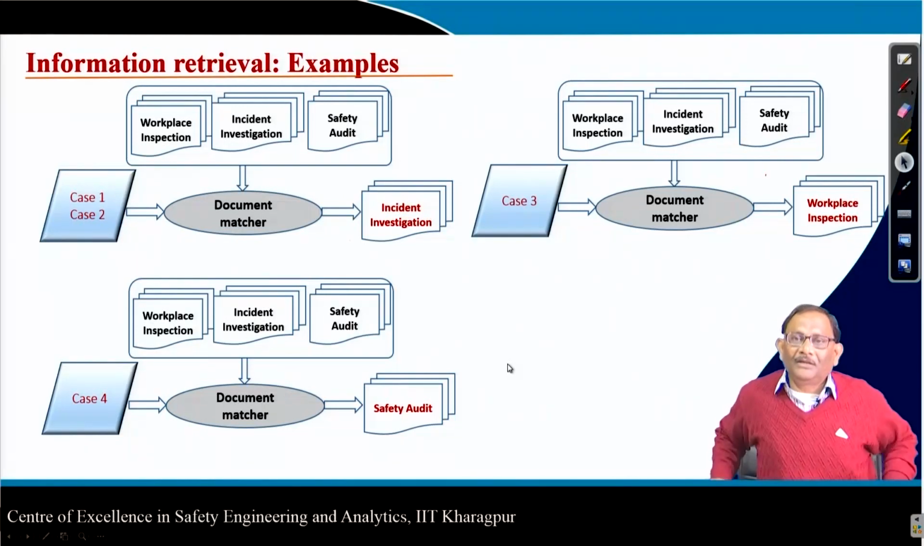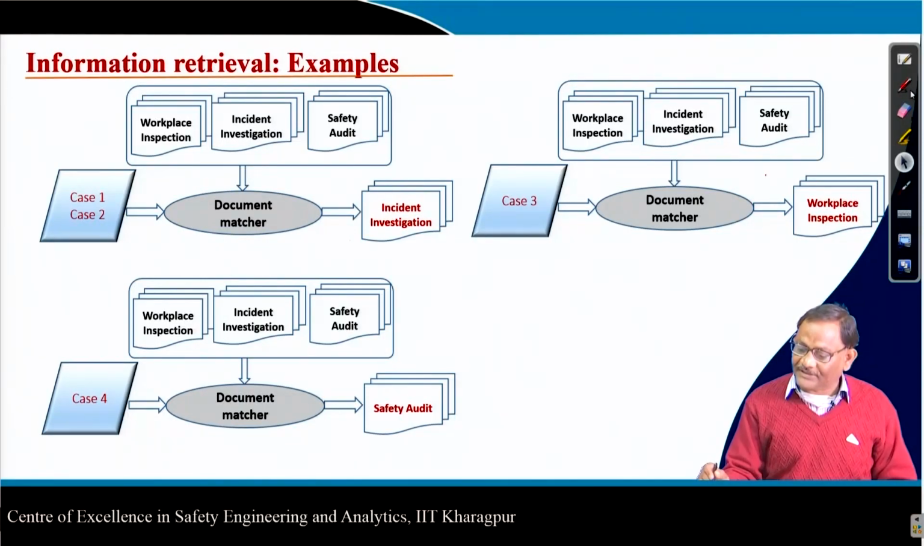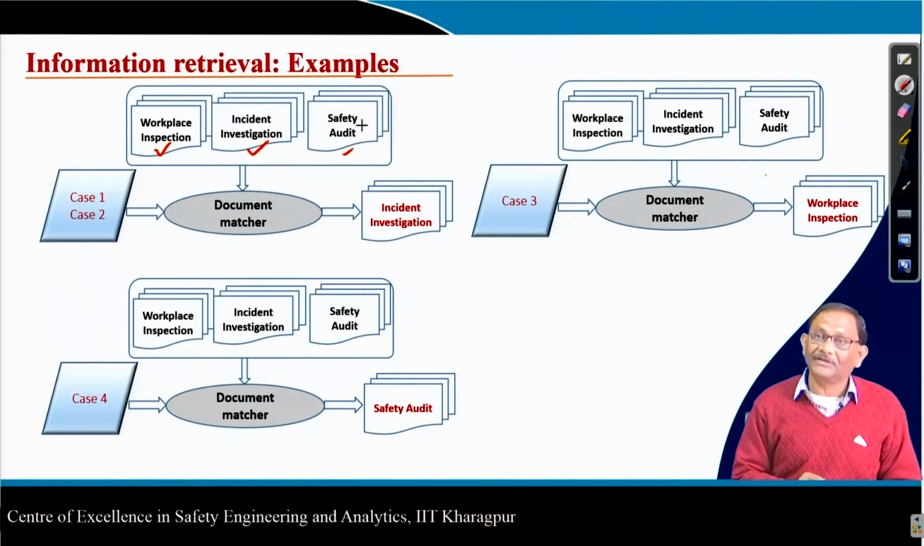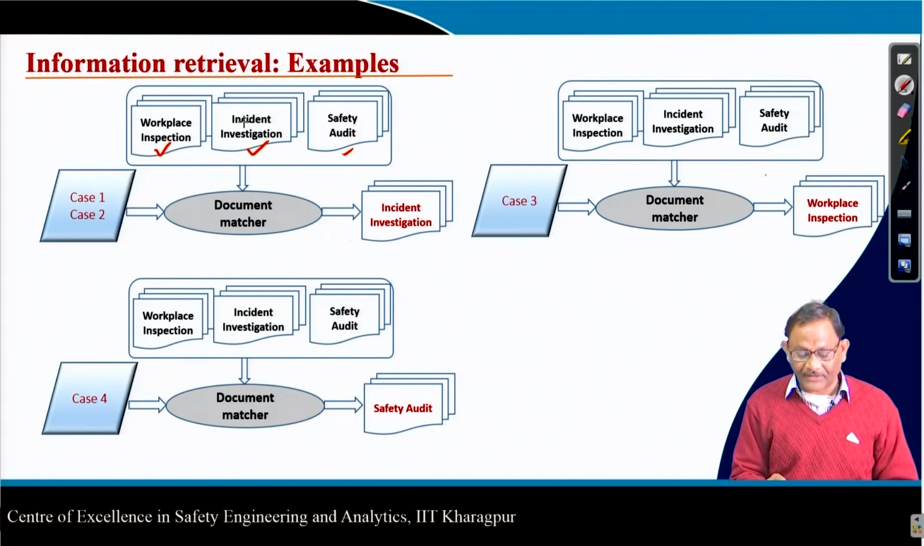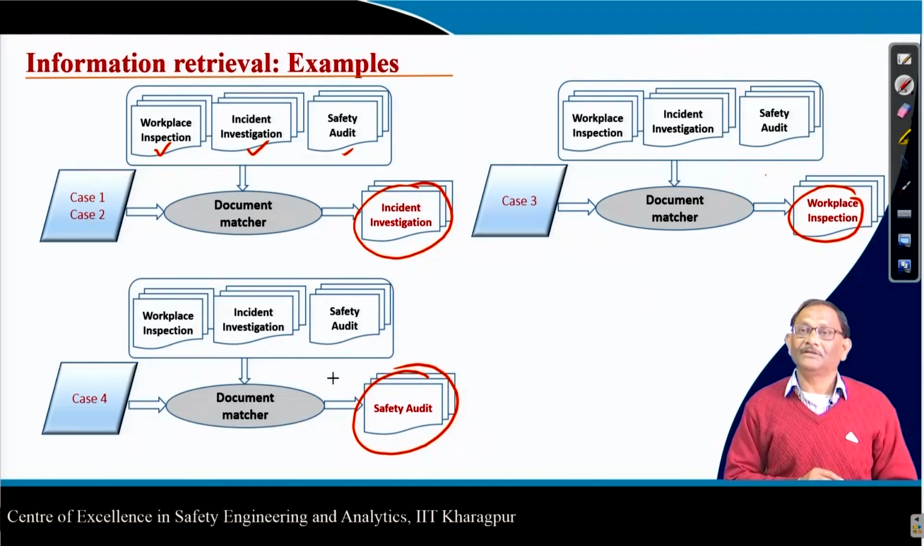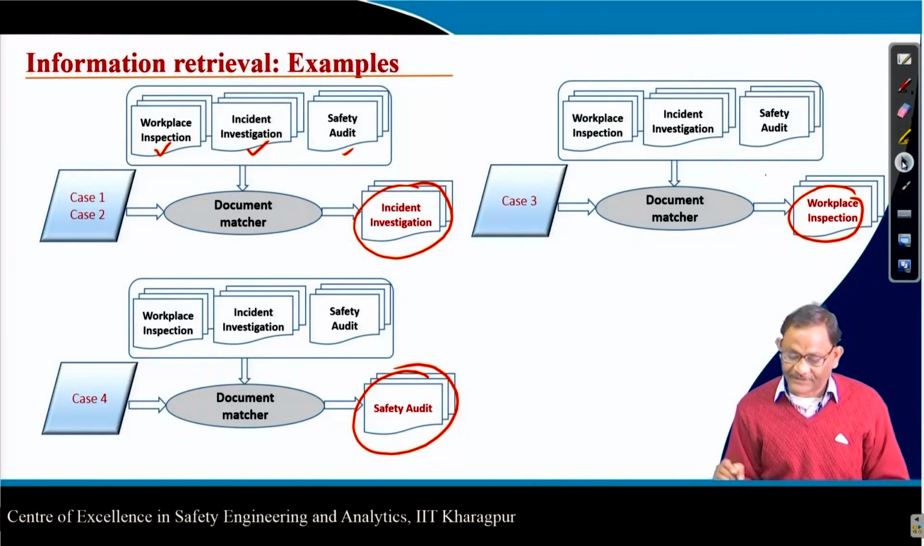I will very quickly show you how information retrieval works. You have seen earlier that our documents for the case examples fall into three categories: workplace inspection, incident investigation, and audit. Suppose we consider cases 1 and 2 and match them with the documents; they are incident investigation documents. Case 3 matches workplace inspection, and case 4 is a safety audit. The collection is already there, and now you are retrieving what kind of thing each is.